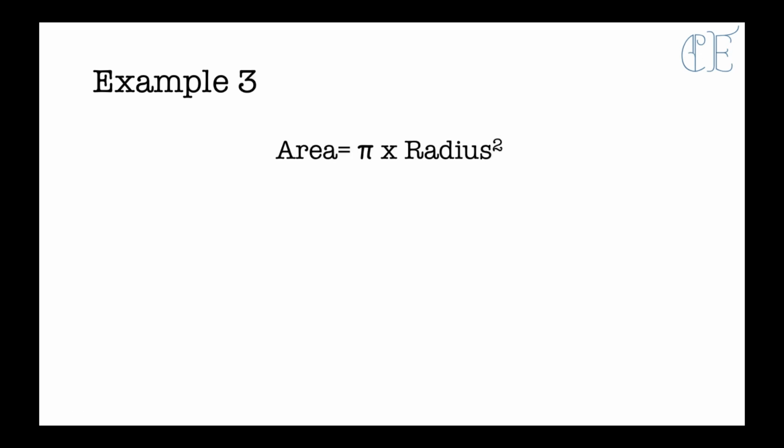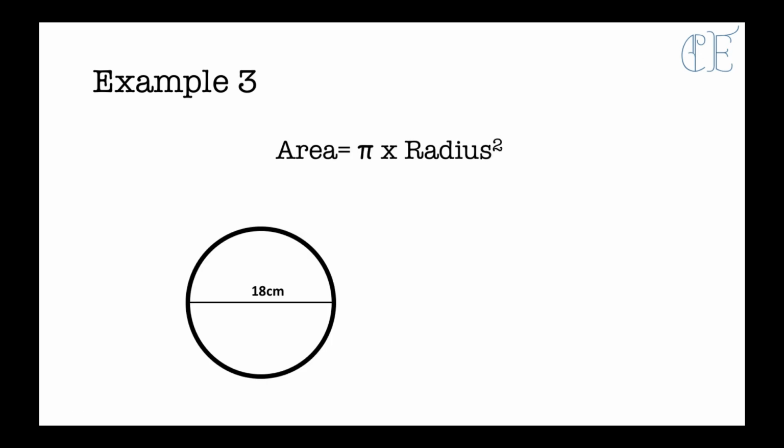Okay, so a final example then. This time we have a circle, but it actually tells us the diameter. The diameter is 18. If the diameter is 18, if you remember what I said at the beginning, it is actually double the radius, so we know the radius must be 9.